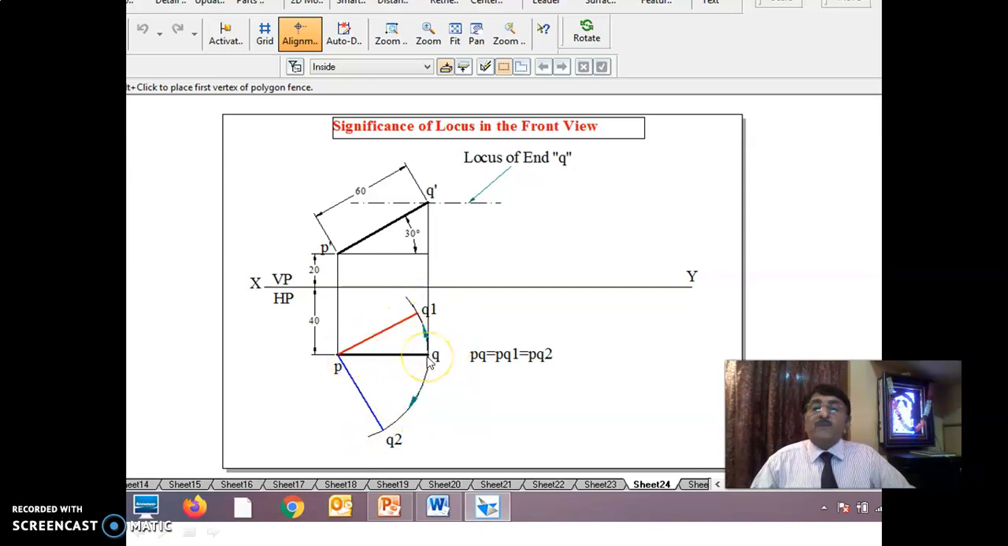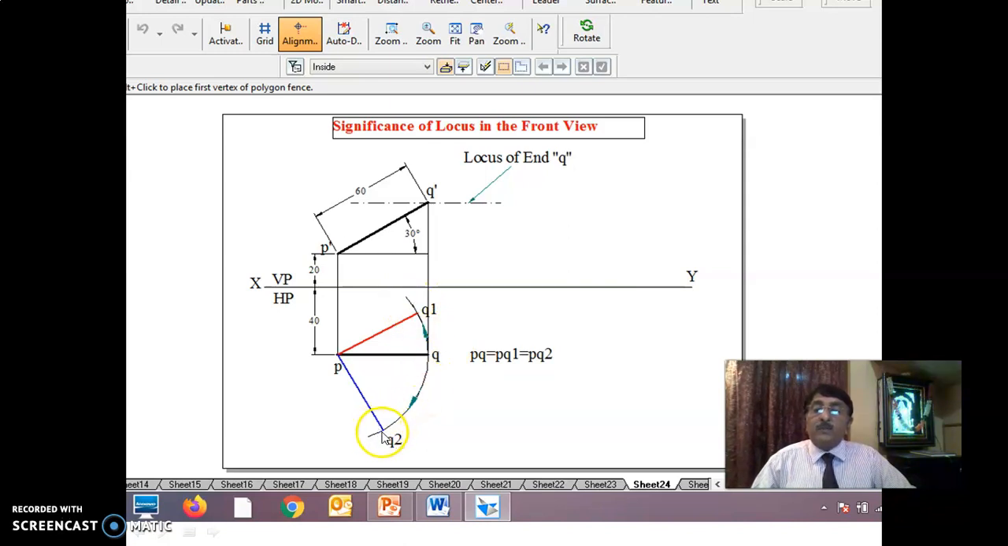This you should never forget, okay? Drawing an arc this way is coming towards the observer. Drawing an arc this way is going away from the observer or nearer to VP. Whether you do this way or this way, the inclination to HP is always constant. As a result, the top view length remains same. That's why you should always remember why you draw an arc.